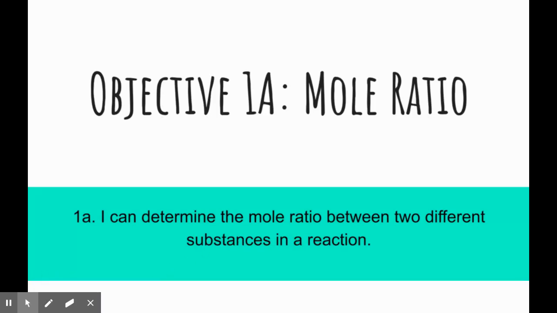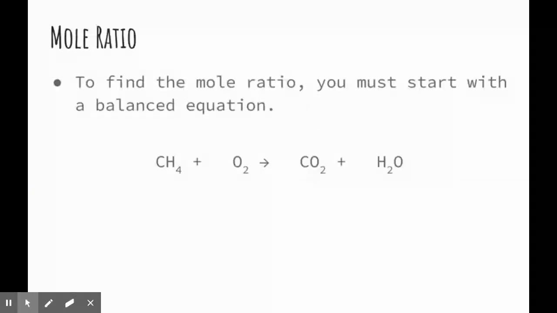Hello, this is Mrs. Decker, and this is Objective 1A, finding the mole ratio. So 1A says I can determine the mole ratio between two different substances in a reaction. In order to determine the mole ratio, we must start with a balanced equation.